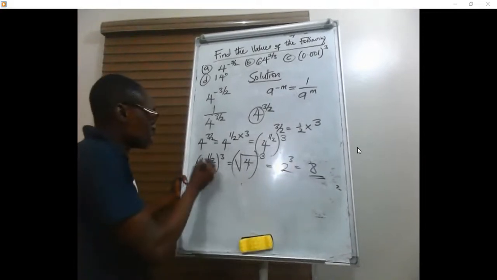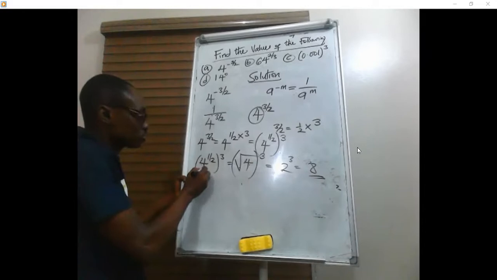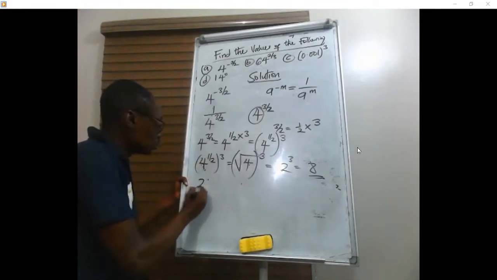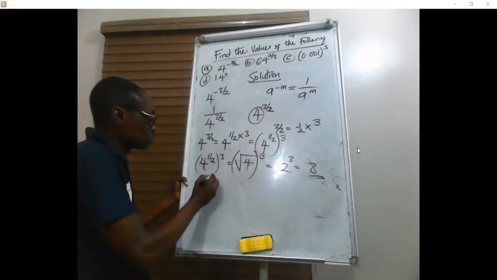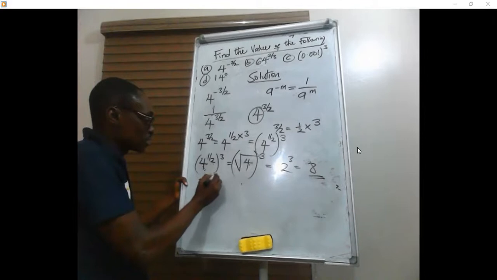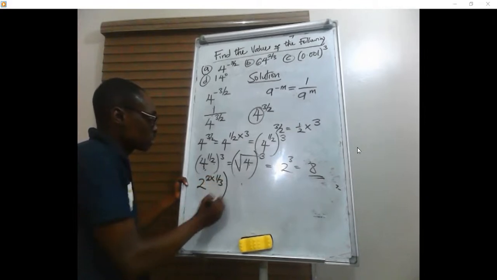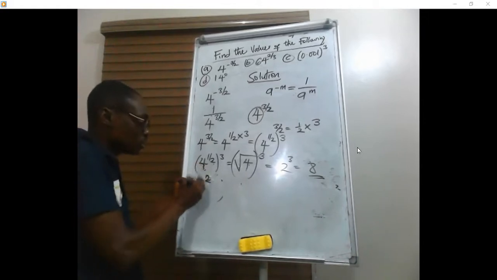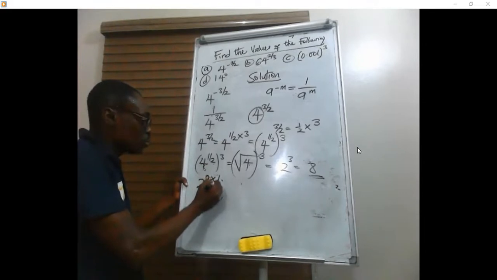Another way is that if you get to this point, instead of changing this to the square root of 4, you know that 4 is the same thing as 2 times 2. 4 is the same thing as 2 raised to power 2. So you replace 4 with 2 raised to power 2 here. Then you have raised to power half. That is multiplied by the half. So 4 is 2 raised to power 2 times 1 times half.